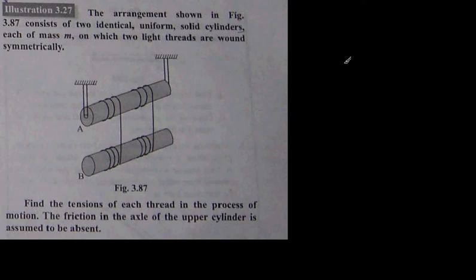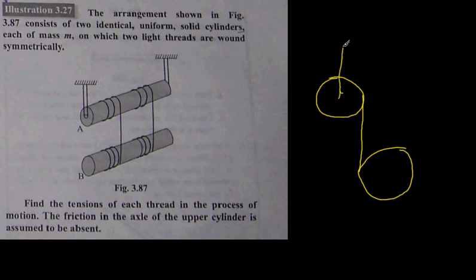Let me draw one cylinder here. This is a cylinder and the string. The only thing is that I'm taking the side view, not the front view of this, and we have two strings like this. I'm just taking one. This cylinder is rolling down, and this one is pivoted here.